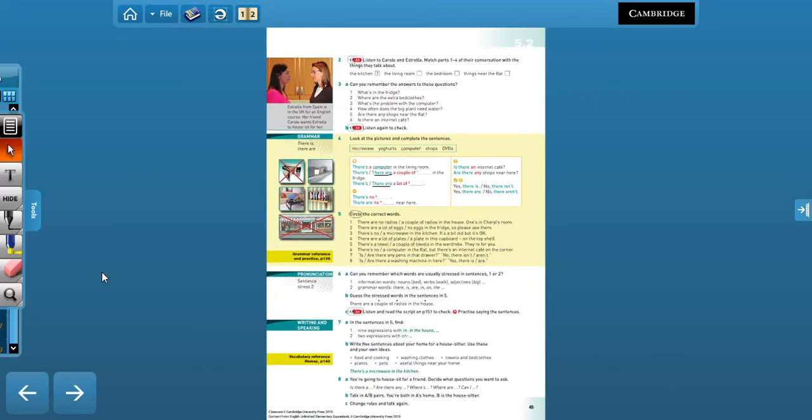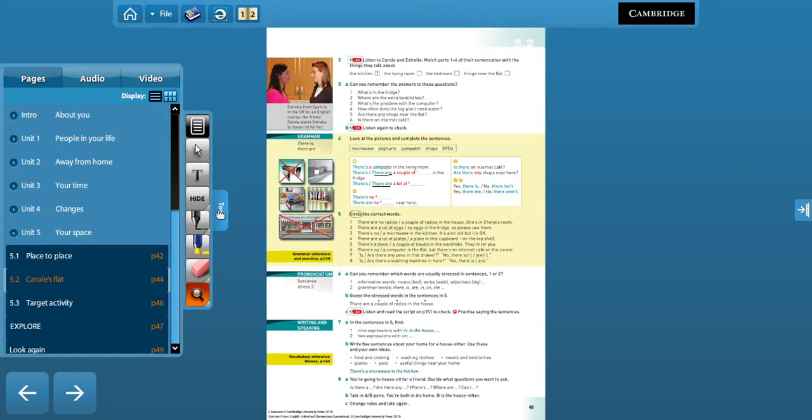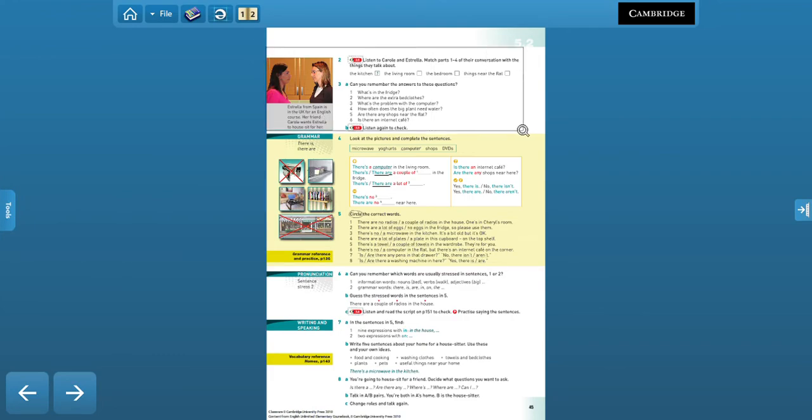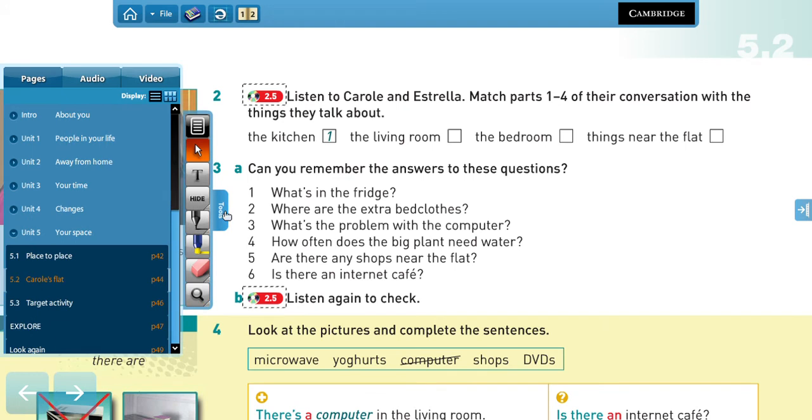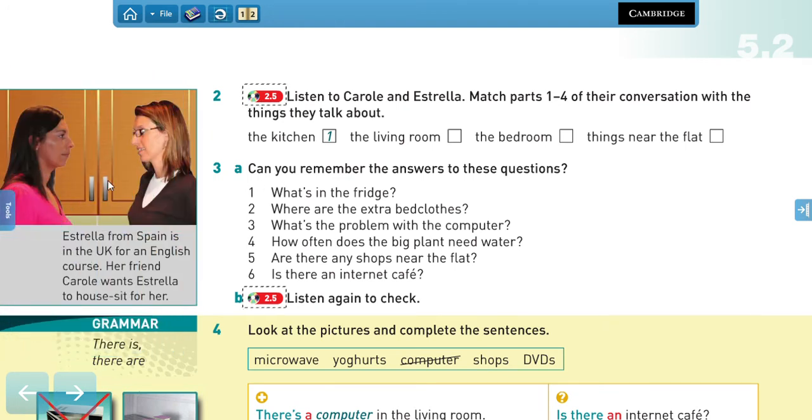We're going to be talking about Carol. So Carol is from the UK and she is traveling somewhere, right? And she has a friend from Spain, which is Estrella. She's staying in the UK now for an English course, and Carol asked her to house sit for her. So when you house sit for someone, of course, you want to know where the things are, right? So if you need to look for a specific item, you need to know where the item is.